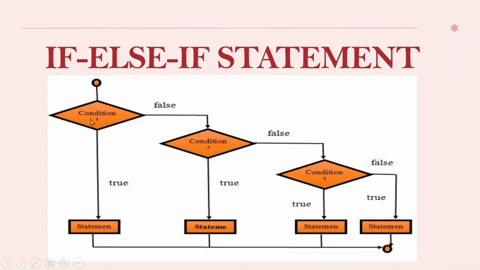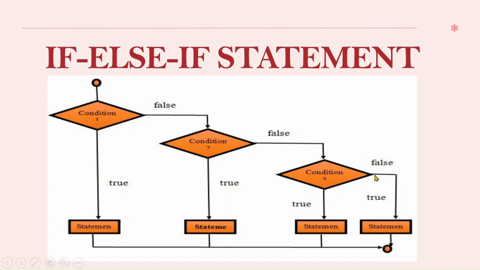If suppose this condition 1 is false, you go for condition 2. If this is true, its block gets executed and after all the conditions, the further statement gets executed directly. That means all these things will be getting skipped. If suppose this is also false, you go for condition 3, and if it is true, the statement executes and after all the conditional statements, the further statement gets executed.